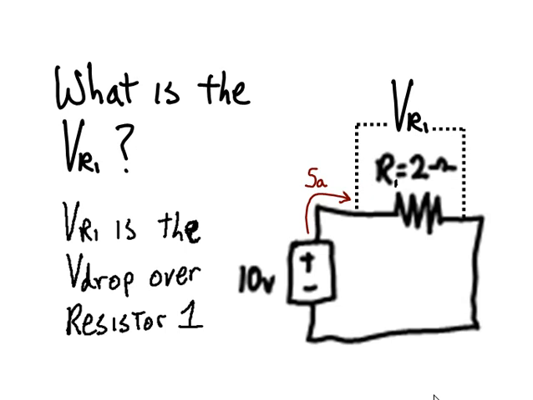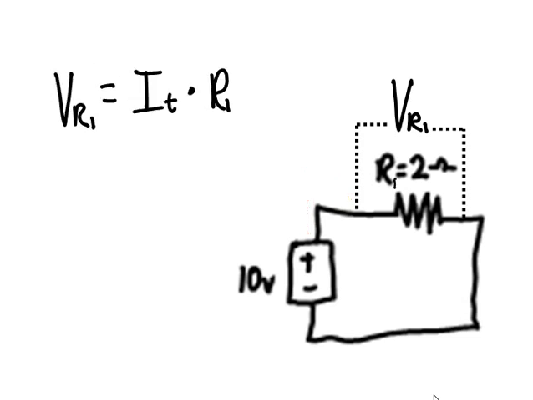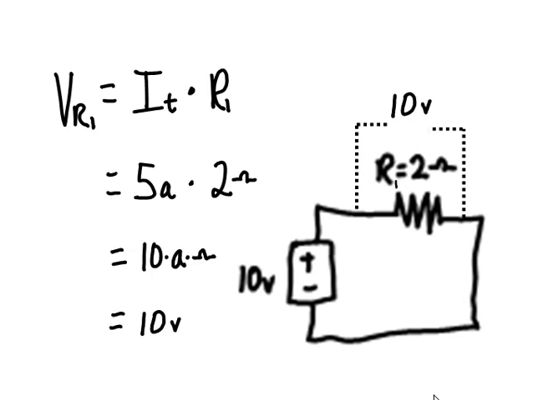What is the VR1? VR1 is the voltage drop over resistor 1. VR1 equals I total times R1 equals 5 amps times 2 ohms equals 10 amp ohms. Amp ohms equals volts equals 10 volts.